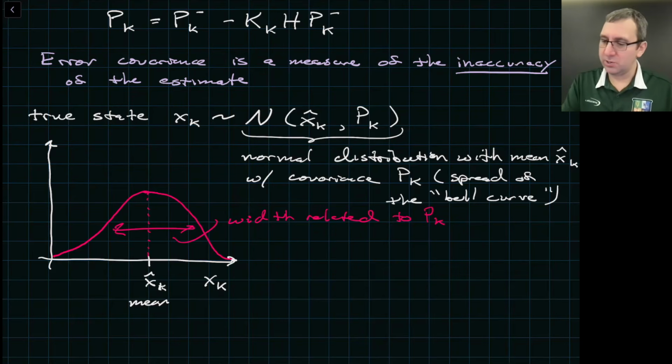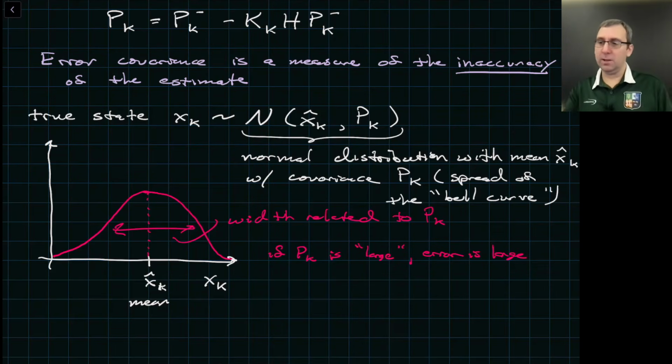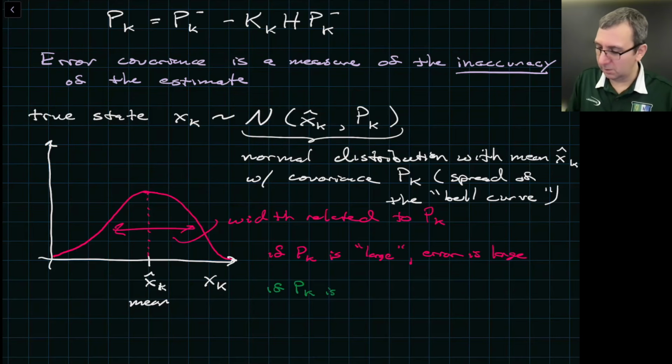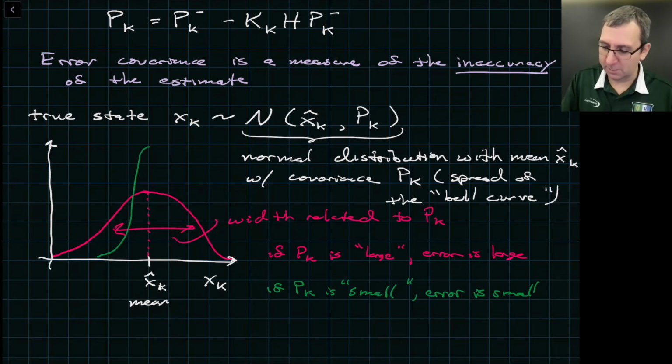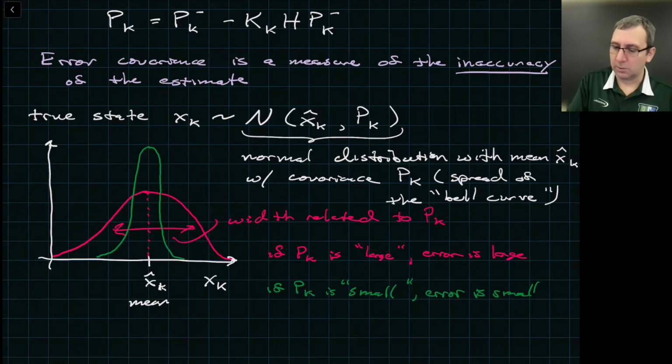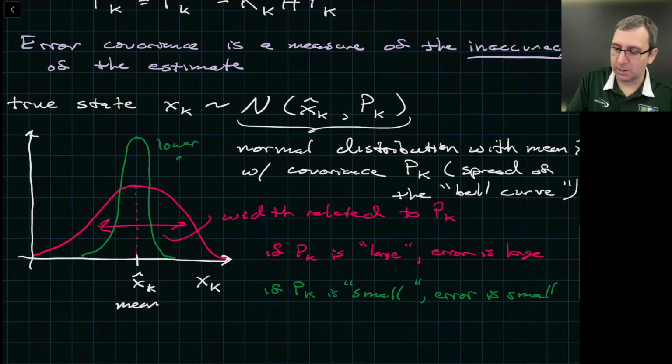If Pk is large, then the error is large. And I'll just put large in quotes, or the error is possibly large. We don't really know. If Pk is small, then the error is small. So error being small would mean that we have a tighter normal distribution about the mean. So this would be, as I've drawn it here, this is lower error, and then this is a higher error.